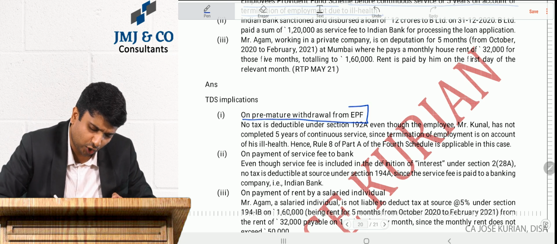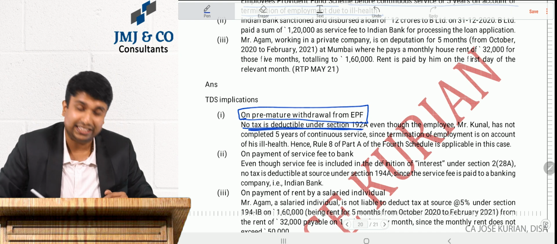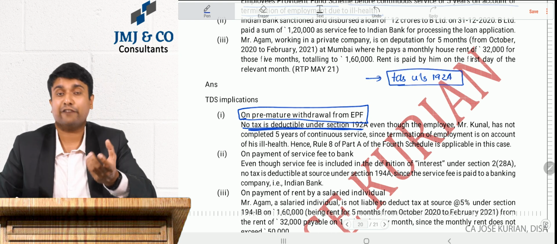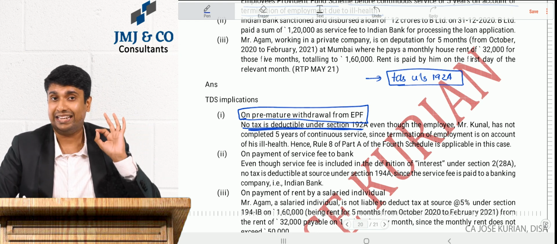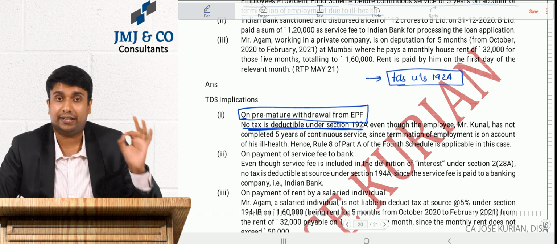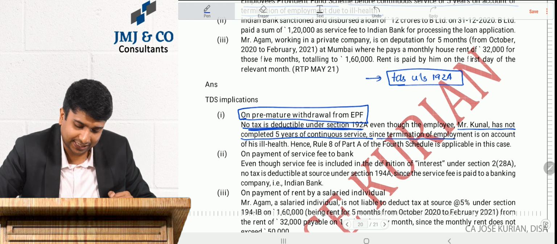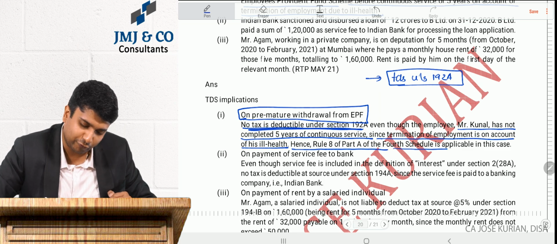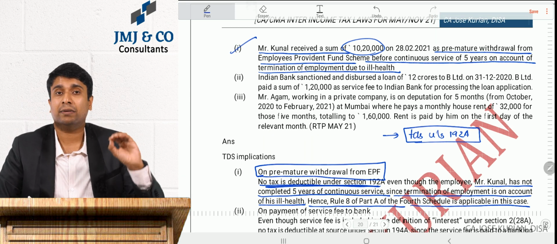Alright, so let's write the TDS implication here. Premature withdrawal from employee provident fund. Here no tax is deductible under 192A, because the TDS section is section 192A. Normally TDS is required to be deducted if that employee provident fund withdrawal is subjected to tax in the hands of the recipient. But here it is not taxable. No TDS is required to be deducted. Why? Because Mr. Kunal has not completed 5 years of continuous service. It is right. But since termination of employment is on account of his ill health, Rule 8 of Part A of the 4th Schedule is applicable in this case, and that entire sum withdrawn will be fully exempted in the hands of Mr.